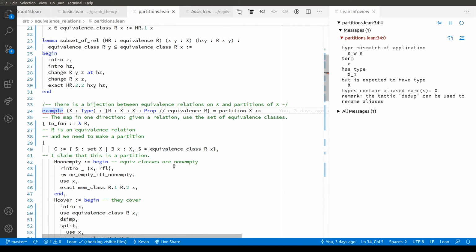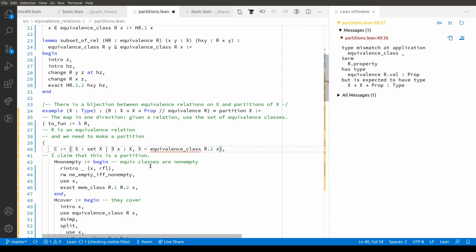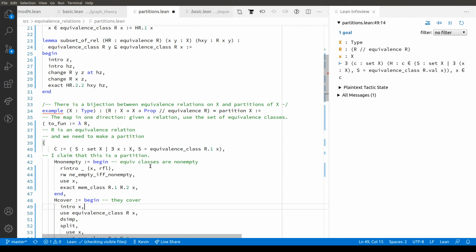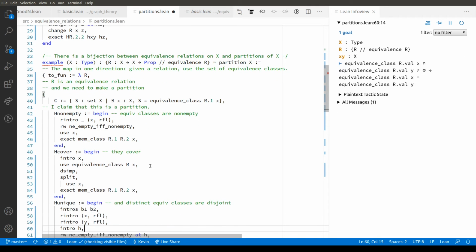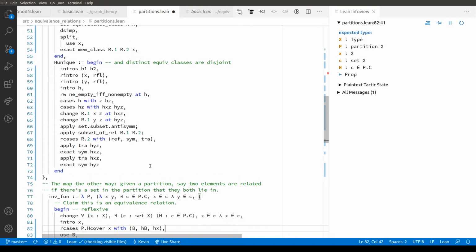Where is my error? Oh, I bet it's here. Is it this? This should maybe be R.2. R.1. Has the error gone away? The error is still there. This proof is fine. This proof is fine. I've made a mistake and I don't know where I've made it.